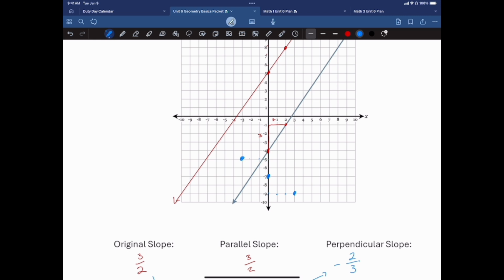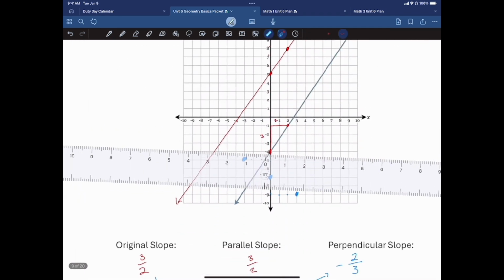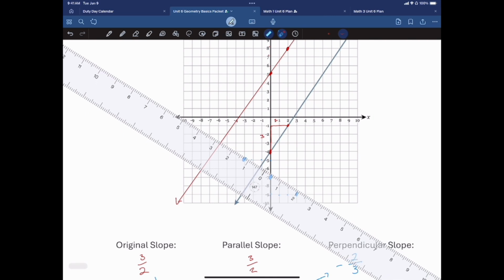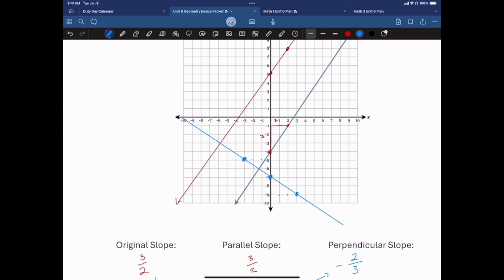Either way works. So again, go ahead and draw your line, grab a ruler. Getting pretty close. Get rid of the ruler.